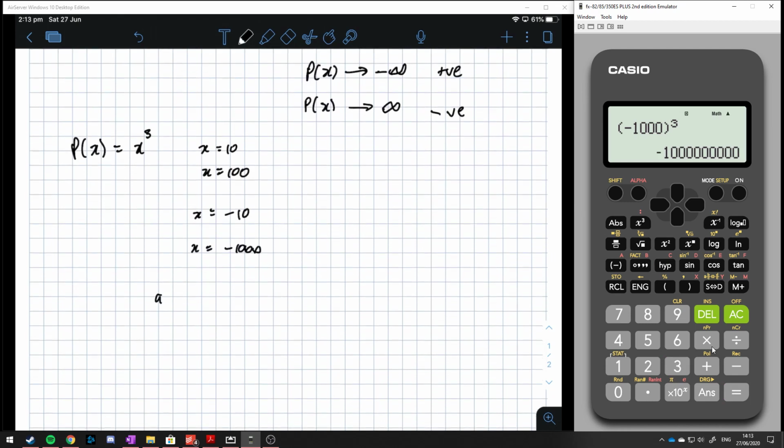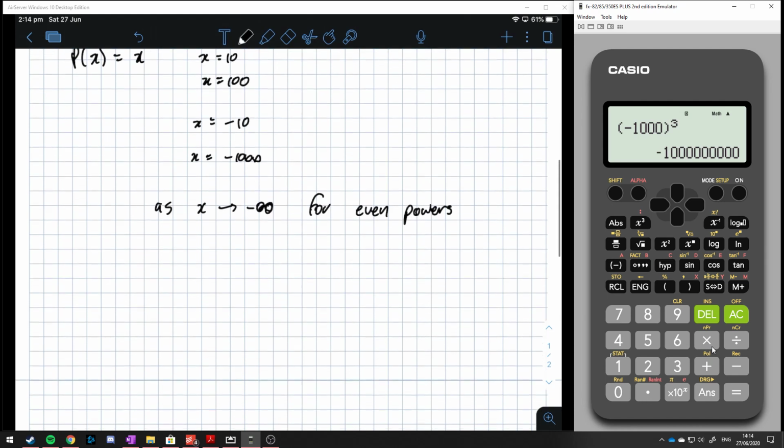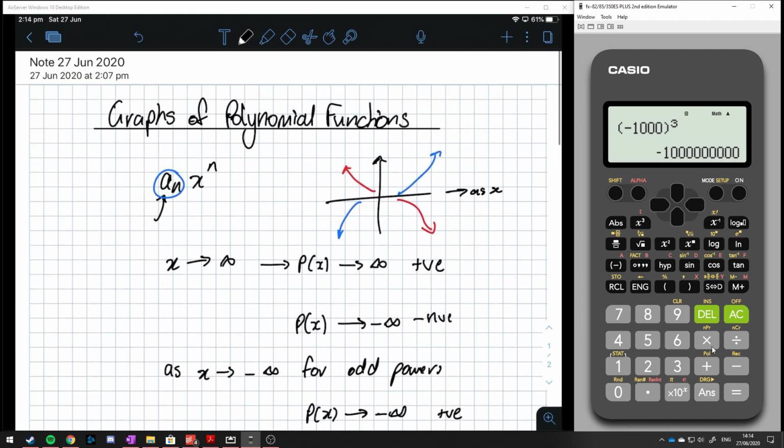Now, for even powers, I can't really draw infinity signs, can I? For even powers, it's going to basically do the same thing: as x approaches negative infinity, p of x is going to approach infinity if it's positive, and p of x will approach negative infinity if it's negative. So in other words, it's basically going to do the opposite of this.